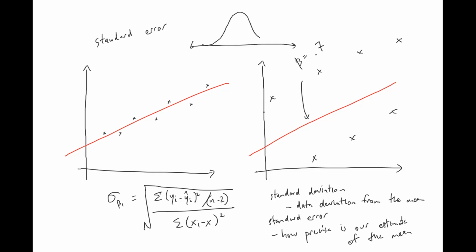So if I have a distribution with a mean value of 0.7, if the standard error of beta is equal to, let's say, 0.2, then if I go up to 0.9, or if I go down to 0.5, that would encompass a set of lines within one standard error value.